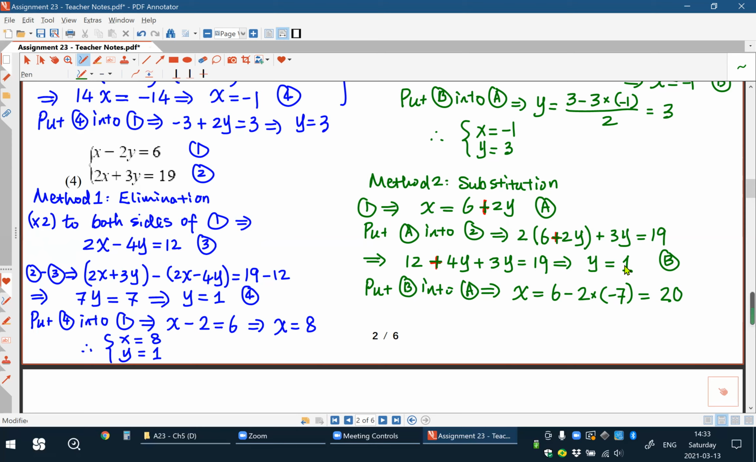And let's put y equals 1 back into A. That means x is 6 plus twice of y, which is twice of 1, which means x is actually 8. Okay, so here the conclusion is x is 8 and y is 1. This is our final solution.